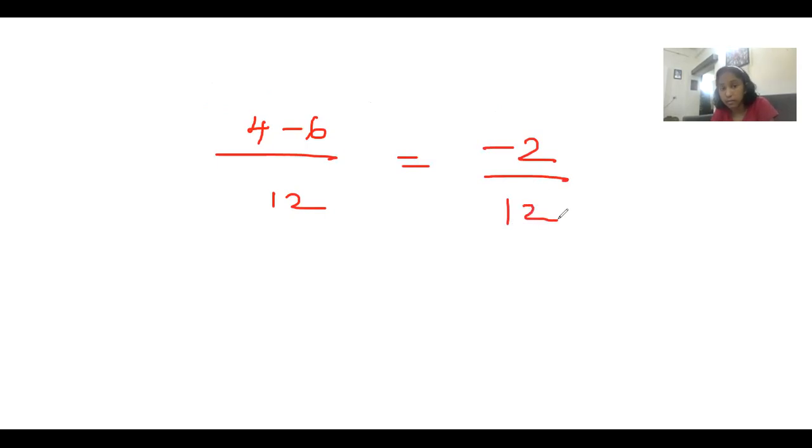So we were actually discussing 4 minus 6 upon 12, isn't it? So now you know how it became negative 12. I hope it is clear. So we discussed addition and subtraction. Let me give you a question from multiplication. You try to solve it and tell me the answer.